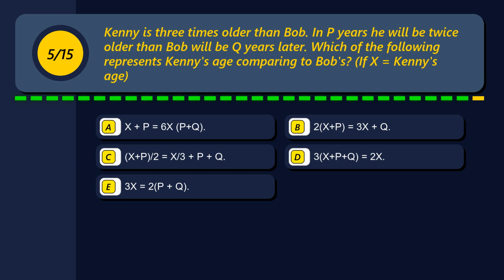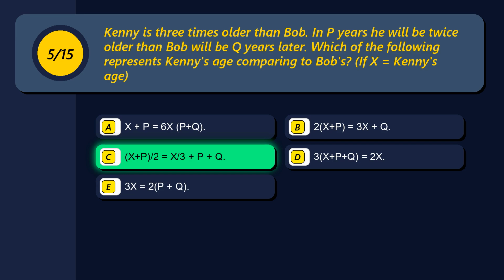Question 5. Kenny is 3 times older than Bob. In P years he will be twice as old as Bob will be Q years later. Which of the following represents Kenny's age compared to Bob's? If X equals Kenny's age: Option A, X plus P equals 6X, P plus Q. Option B, 2 (X plus P) equals 3X plus Q. Option C, (X plus P) / 2 equals X / 3 plus P plus Q. Option D, 3 (X plus P plus Q) equals 2X. Option E, 3X equals 2 (P plus Q).